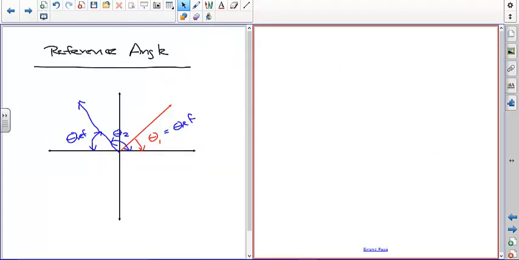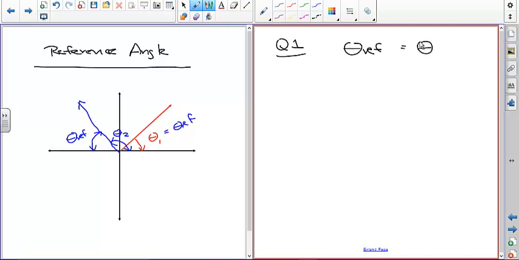Q stands for quadrant. So in the first quadrant, the reference angle is equal to the angle that we're measuring, like here. In the second quadrant, the reference angle is equal to pi minus theta. So we're talking about radians here. So pi.